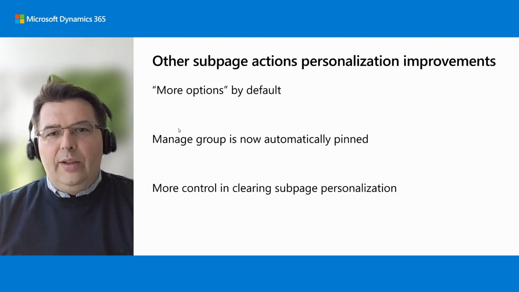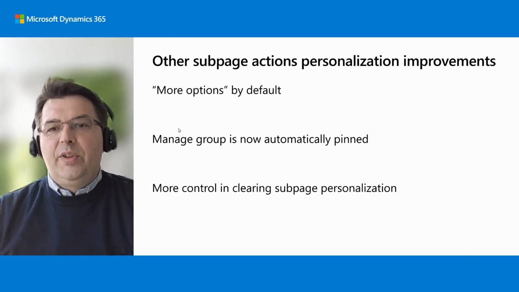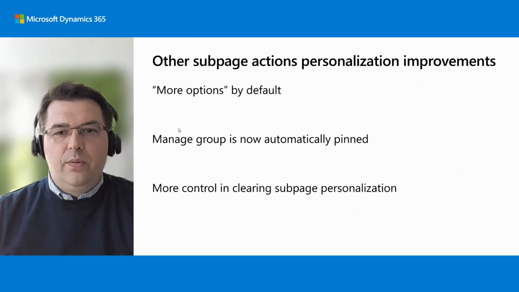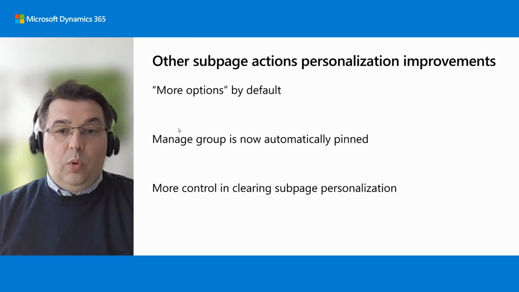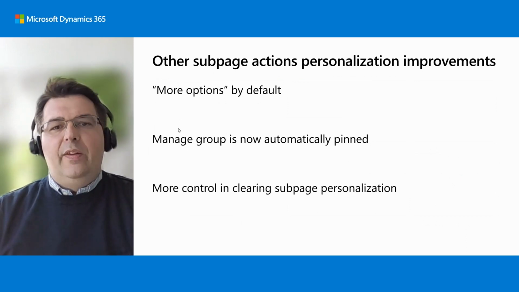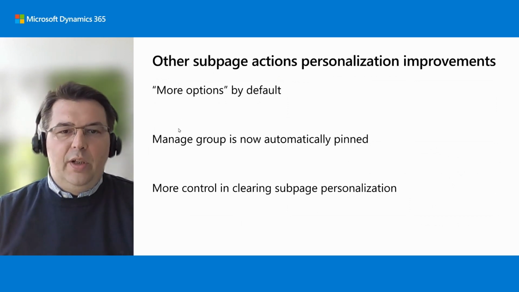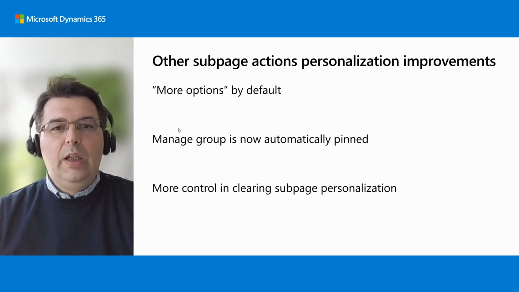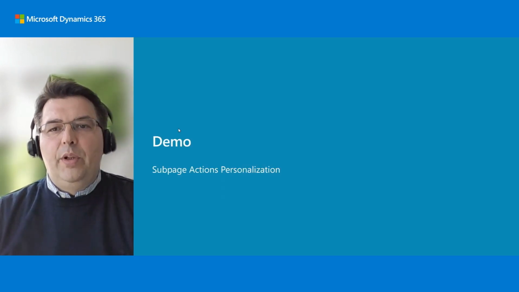There's also more granular control over clearing personalization, so you can choose whether to clear personalization for actions, for columns, or for all of the personalization for the subpage. This also comes with a warning, as some of the subpages can be reused in multiple places, so clearing personalization affects this part wherever you use it. Now let me take you through some of the subpage action personalization improvements in a short demo.